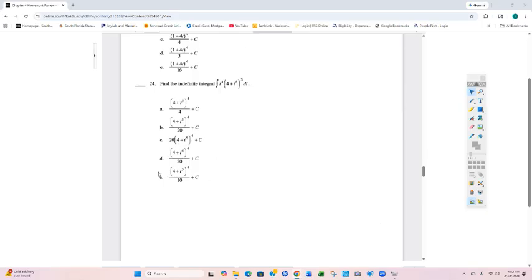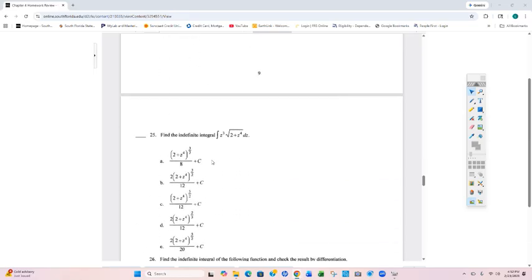Answer D, we're back to fractions. The numerator is 4 plus t to the fourth in parentheses to the fourth power. The denominator is 20, plus c. E, the numerator, 4 plus t to the fifth in parentheses, the power on the outside is 4. The denominator is 10, plus c. The answer to number 24 is B. That is from section 4.5.